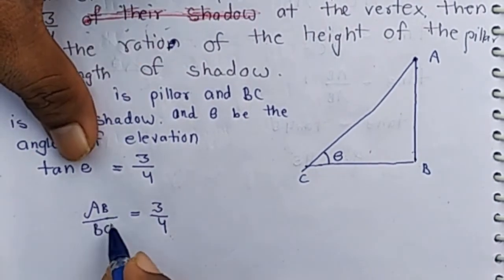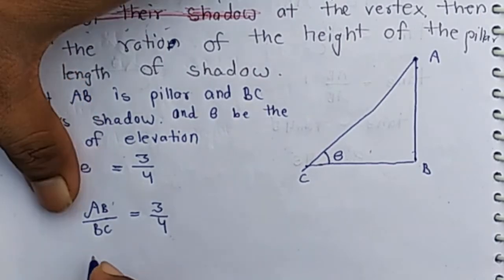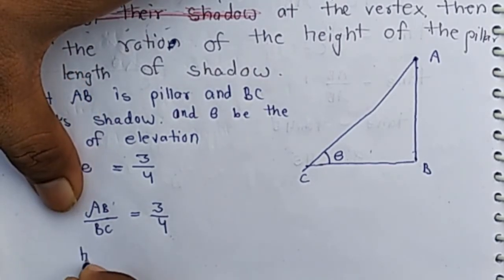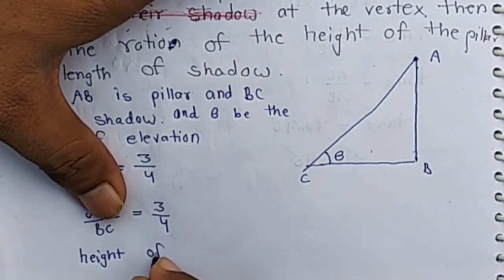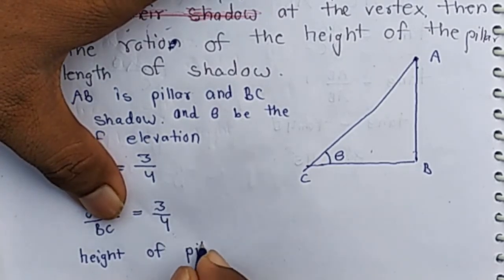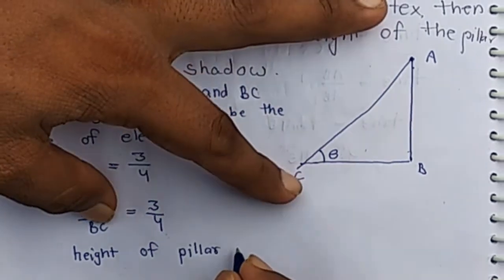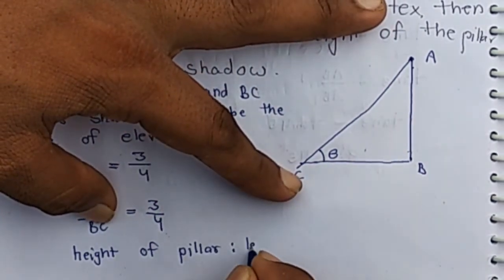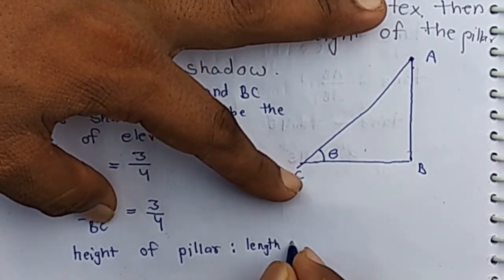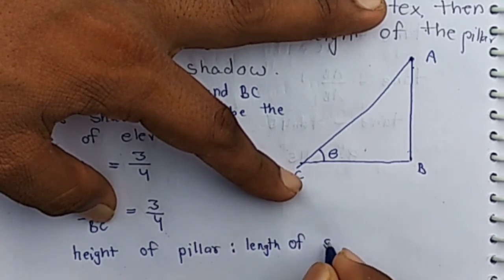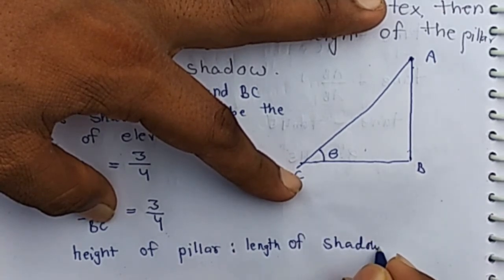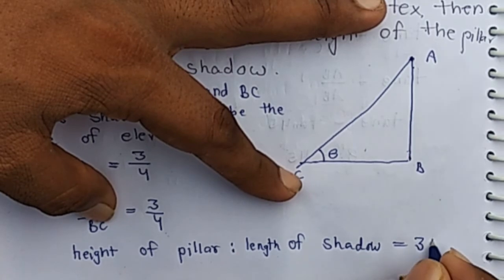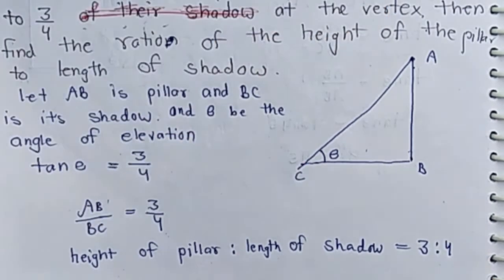Then the ratio between AB and BC is 3/4. Then the ratio of the height of the pillar and the length of the shadow is 3/4, and that is the answer.